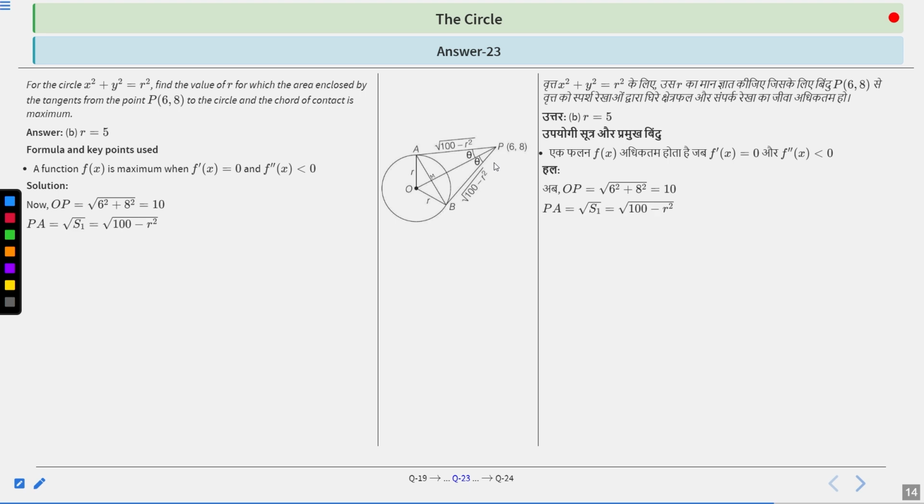Now the distance PA, P from A, is basically the length of the tangent, which is root over S1, and see, this is a right angle triangle.